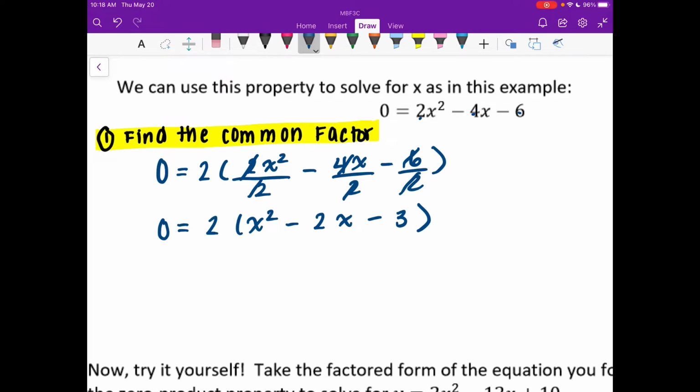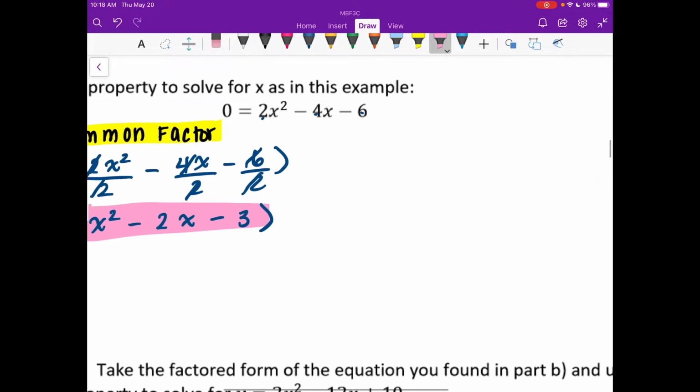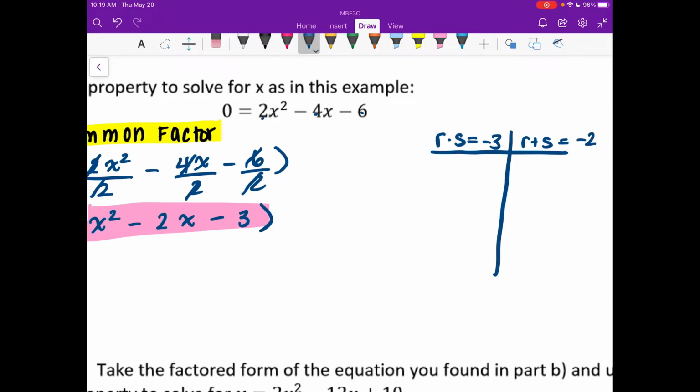Now I'm going to factor this inside portion. That's what I'm looking for, what's on the inside of these brackets. I'm just going to highlight it in pink and try factoring that. We know when we factor, we're looking for r times s. I always like to make these tables. If you can see it right off the bat, that's fine, but I like to make the table. And then r plus s is going to give us b, which is negative 2.